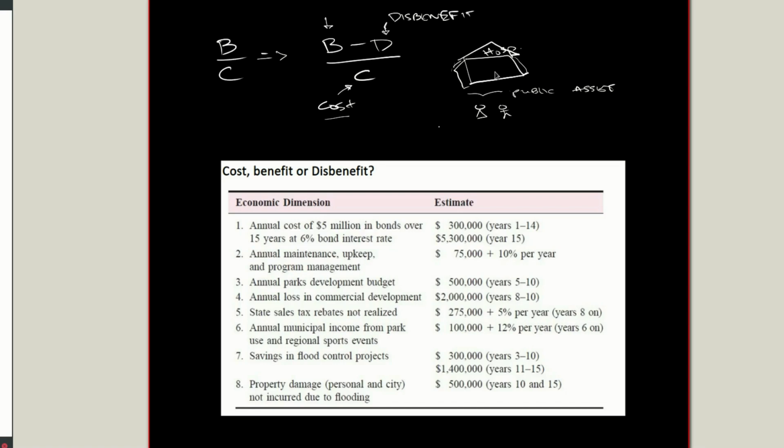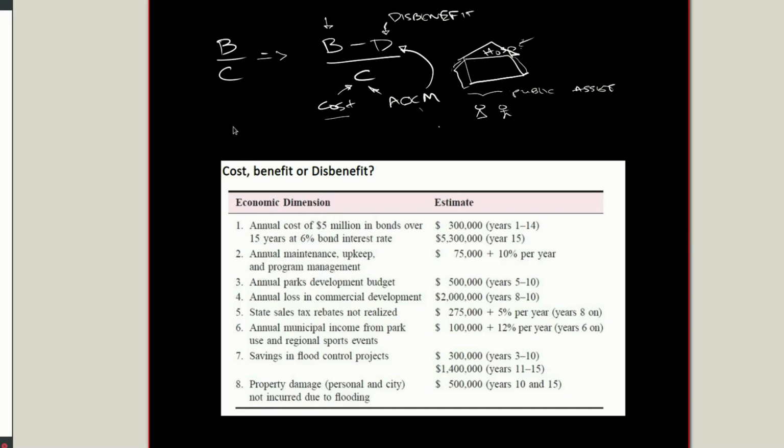Now, this could be anything, any kind of public asset. So you could evaluate this B over C, this benefit to cost ratio, in different ways. I could choose to have my annual operating costs and maintenance be a cost. I mean, it is in the name. Or I could choose to view it as a disbenefit, and it will make a difference, in some cases anyway, on how you tabulate that.